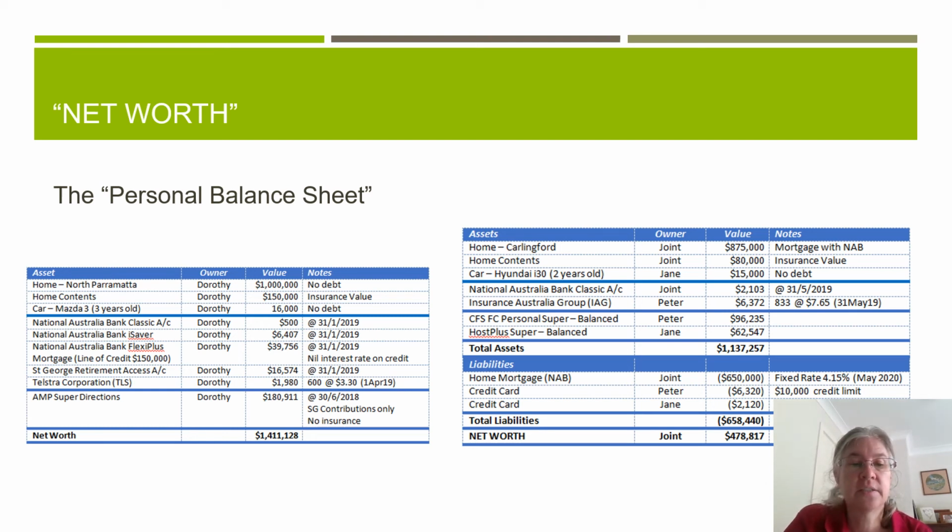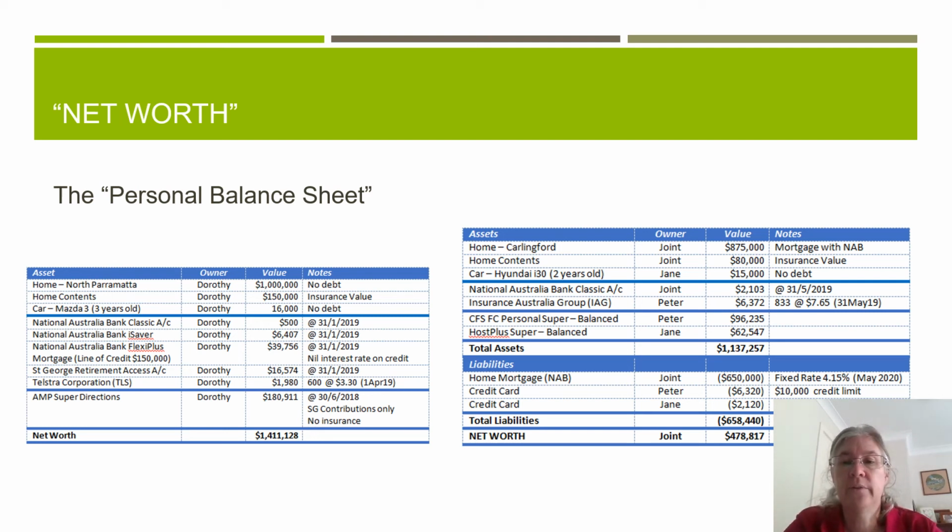So it tells us very roughly, because you can already see that there are lots of things that need improving on this personal balance sheet, very roughly, Dorothy has a net worth of 1.4 million. She's only got assets, so she's very fortunate. But you can see from looking at the dates that you really need to go and get some more current information.